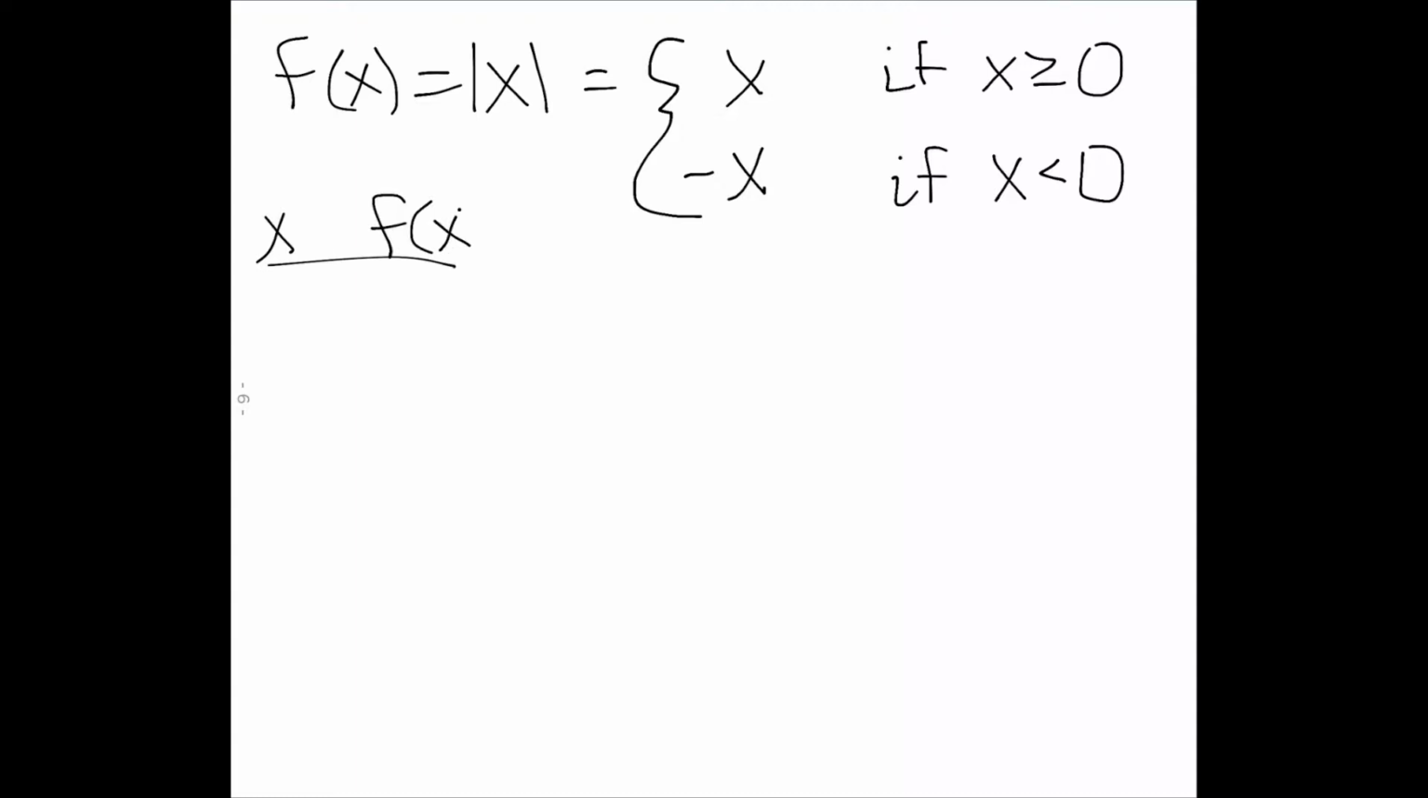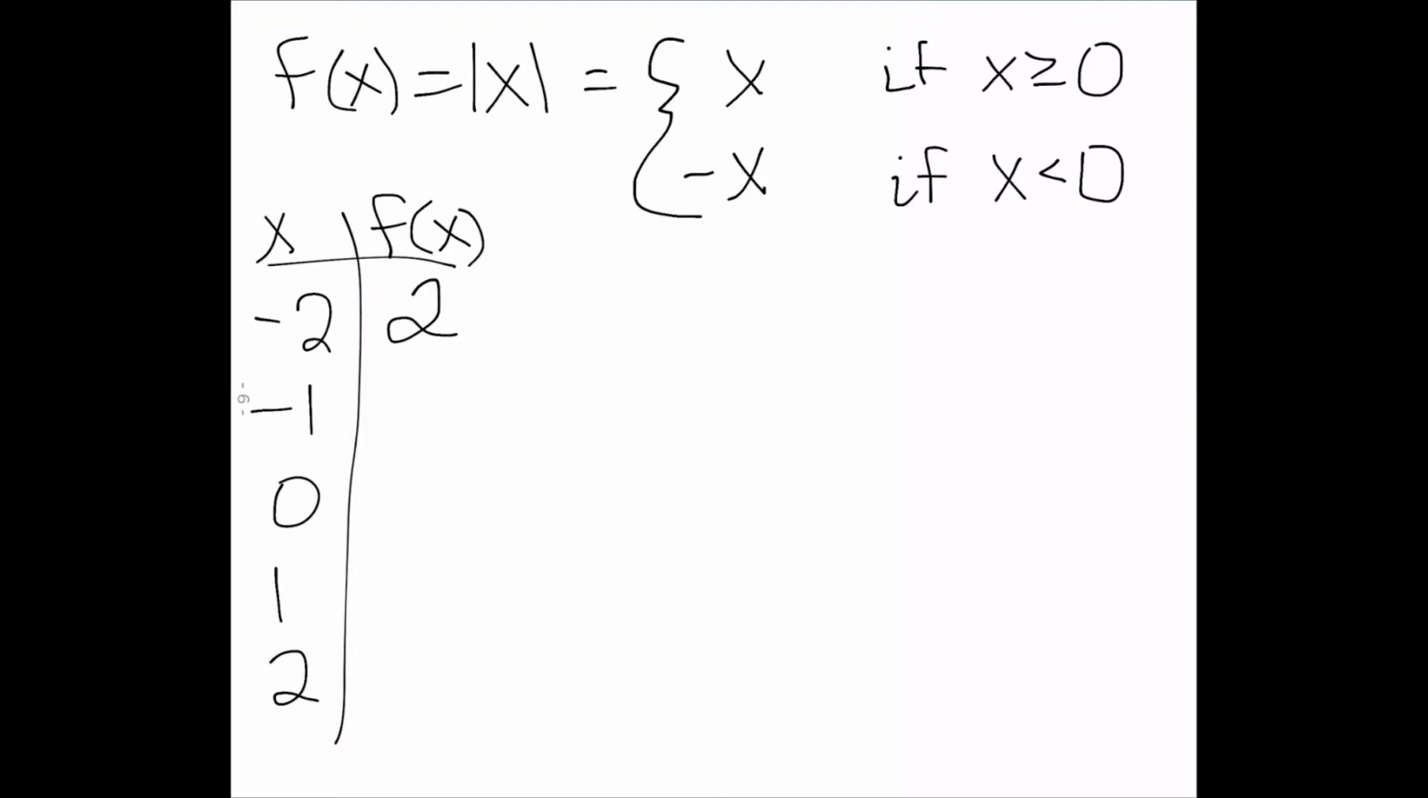I can make a table and come up with some numbers to stick in, like -2, -1, 0, 1, 2. -2 is less than 0, so I'm in my second case. It would be -(-2), or +2. -1 is less than 0, so the absolute value of -1 is 1. The rest of these numbers, I'm going to be in the first case where I'm greater than or equal to 0, and this function is just exactly what my input was, just x.